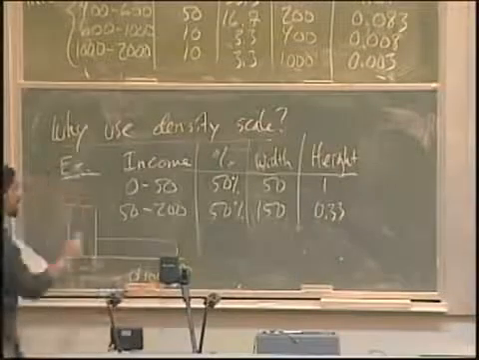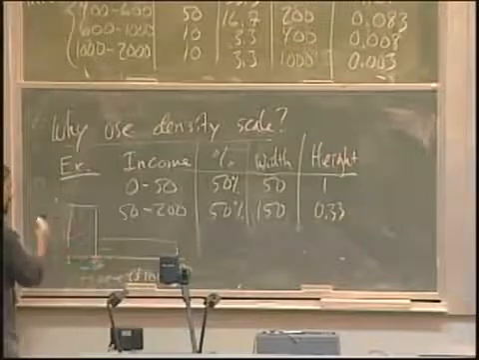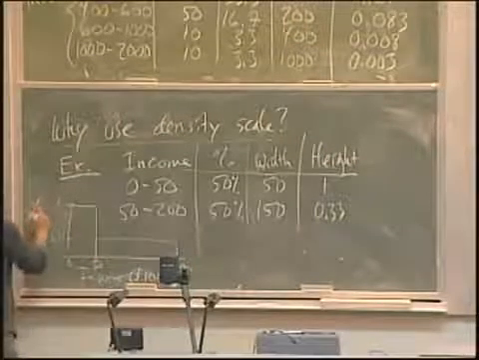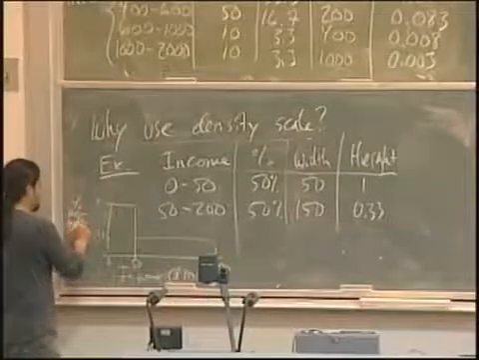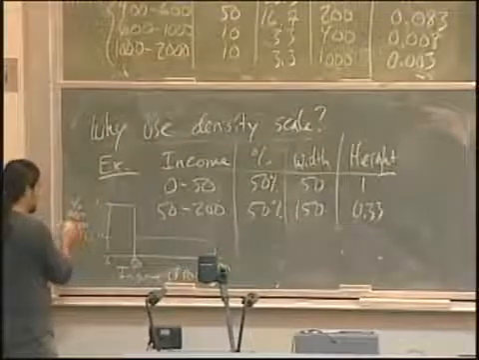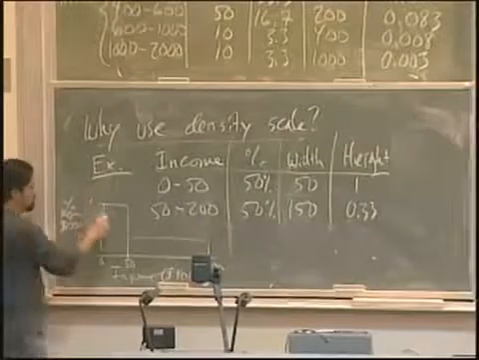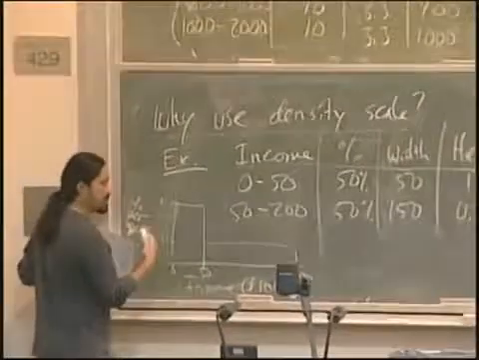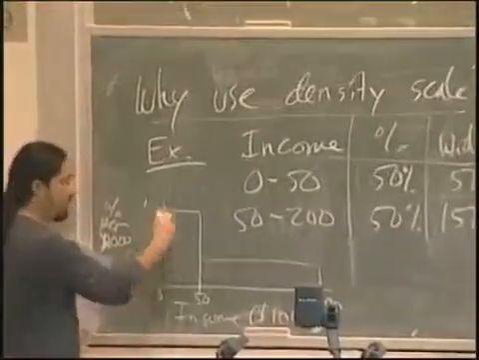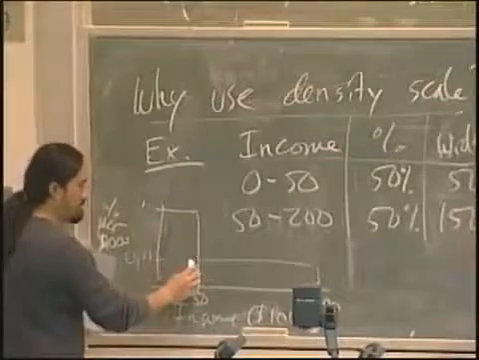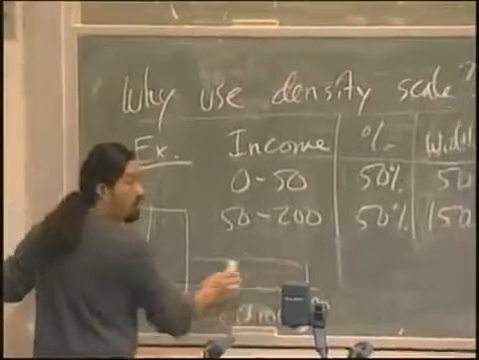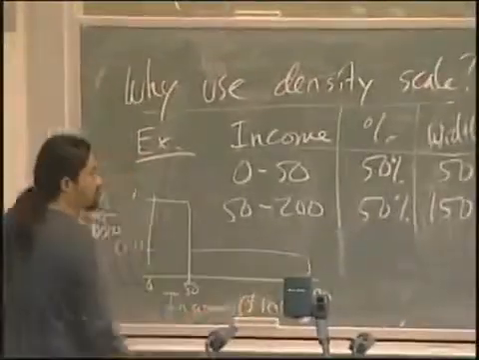Okay. So I got the heights, draw and label the axes. Percent per $1,000 is the label of this axis. And then put in the bars. OK, so that's a picture, and it tells us something, right? It tells us that a lot of people earn 0 to 50,000, and then sort of more spread out here, less dense from 50 to 200.